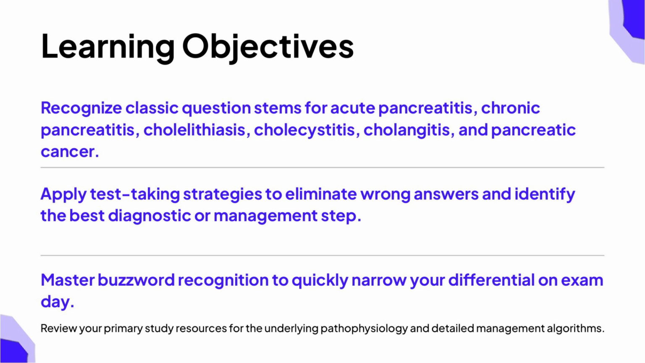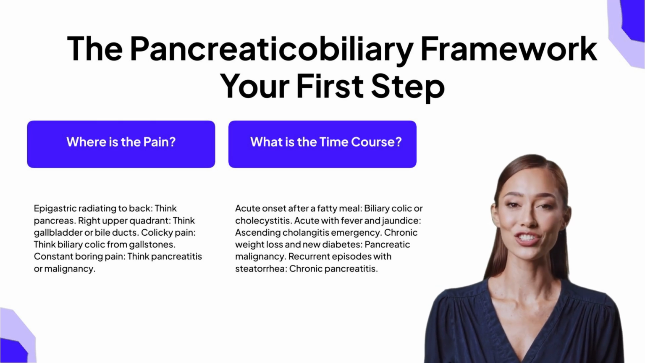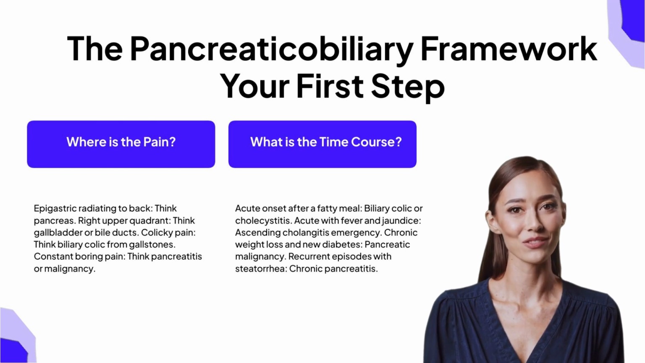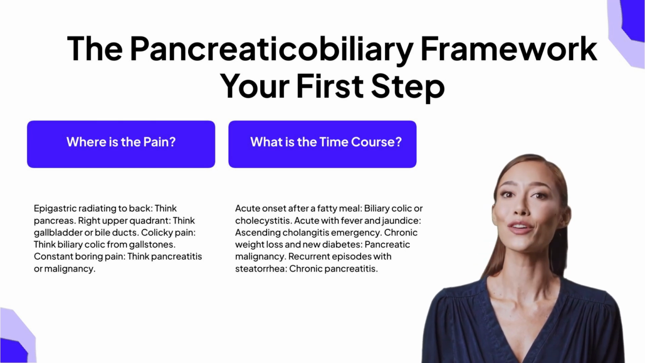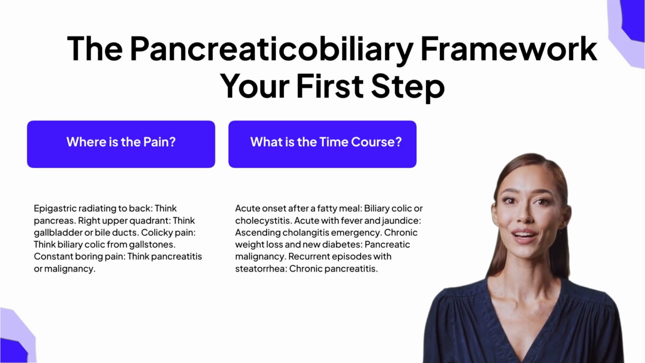This video is about strategy, not memorization. Let's start with our framework. When you see abdominal pain on a question, ask yourself two key questions. First, where is the pain? Epigastric pain radiating to the back screams pancreas. Right upper quadrant pain points to the gallbladder or bile ducts.